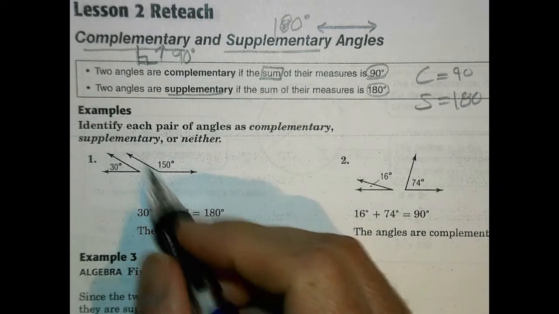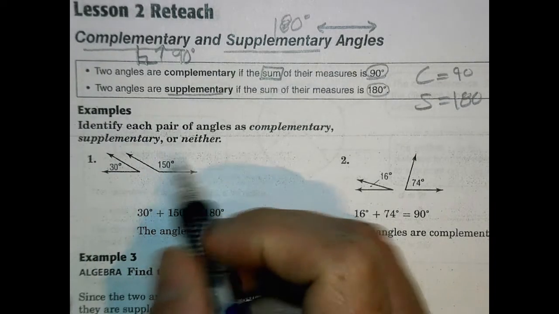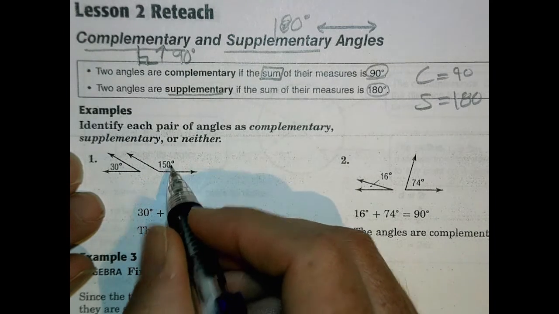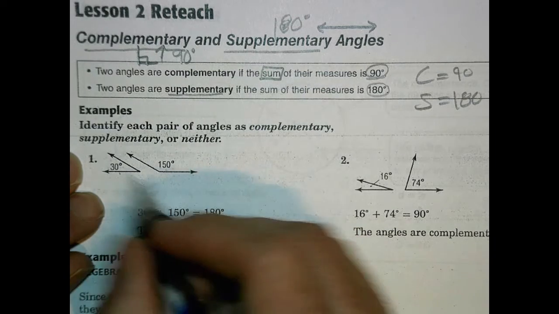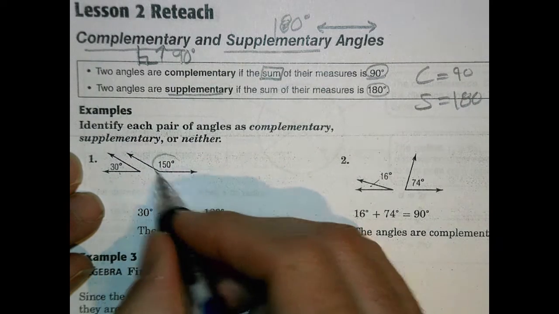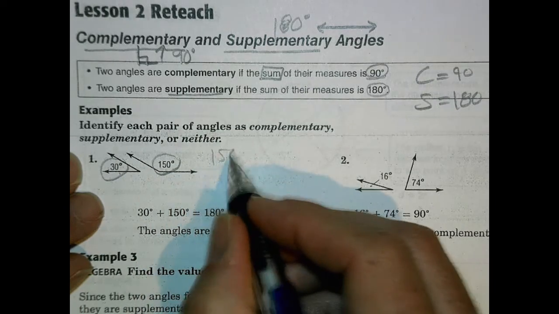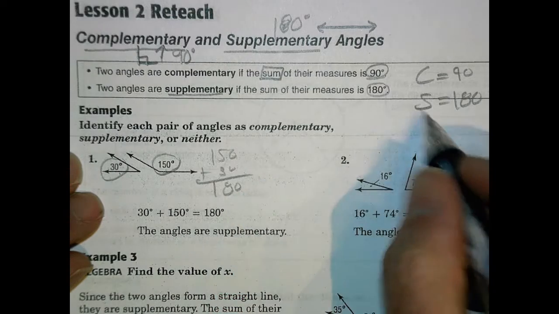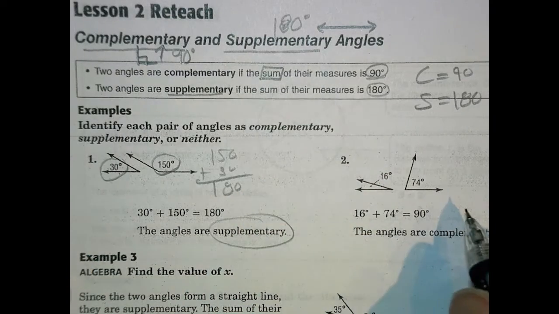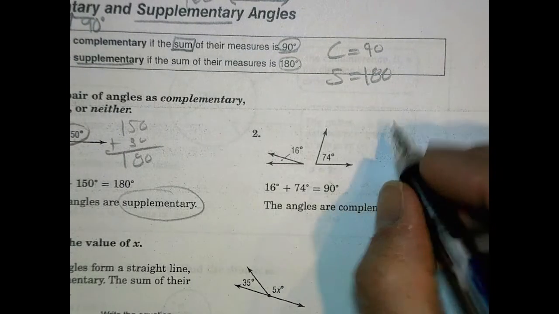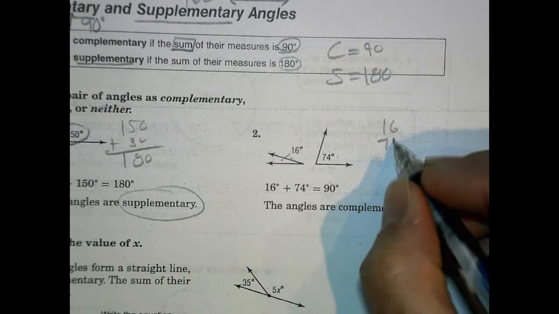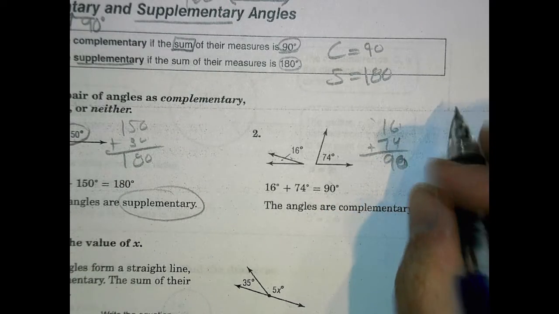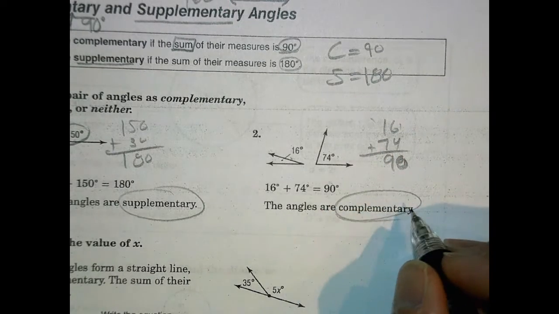So they might give you, for example, here, usually the angles aren't separate, they're in the same problem. But if I have a 30 and a 150-degree angle, and I said, are these angles complementary, supplementary, or neither? I would simply add 150 and 30, and I have 180, so because it's 180, that's going to be a supplementary angle. Over here, I can see I have a 16 and 74, so I just add them up, 90, and because I'm at 90 there, I'm going to say that's going to be a complementary angle.